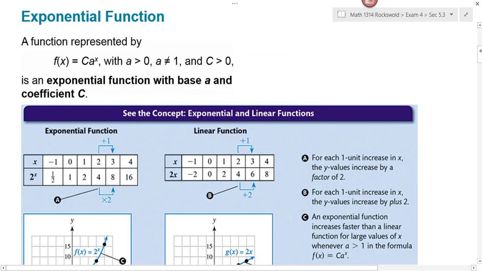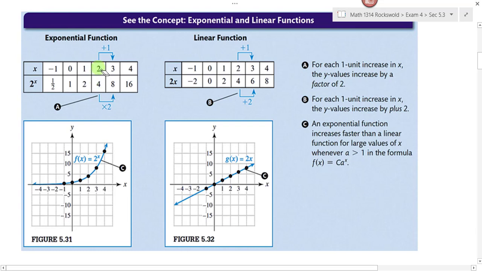An exponential function can be represented by f of x equals c a to the x, where the base of this function is a, and that base has to be non-negative and cannot be equal to 1, and c is greater than 0. This is an exponential function with base a and coefficient c.